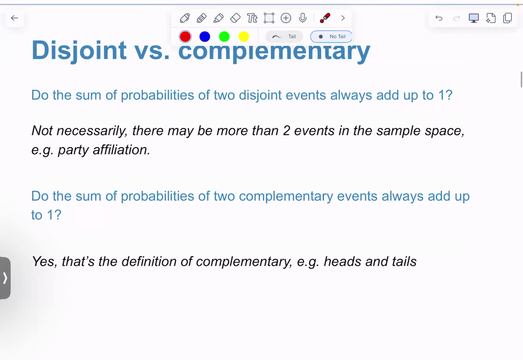Whereas by definition, do the probabilities of two complementary events always add to 1? Yes, they do, because the probability of A complement is 1 minus the probability of A. So the complement is everything that's not A.